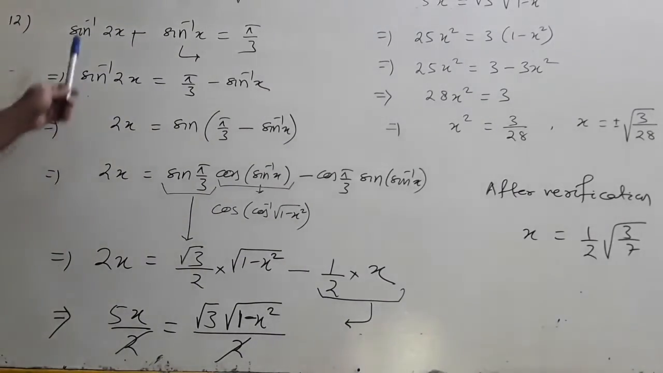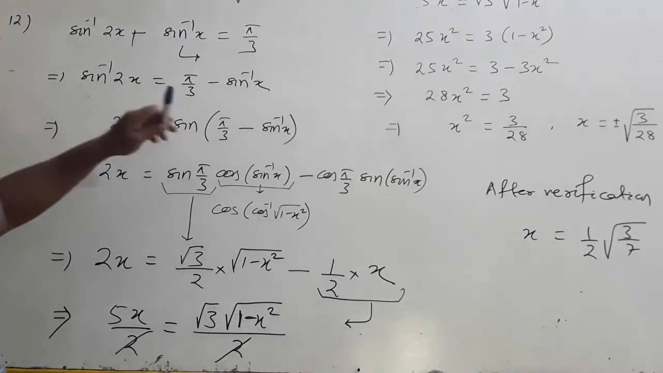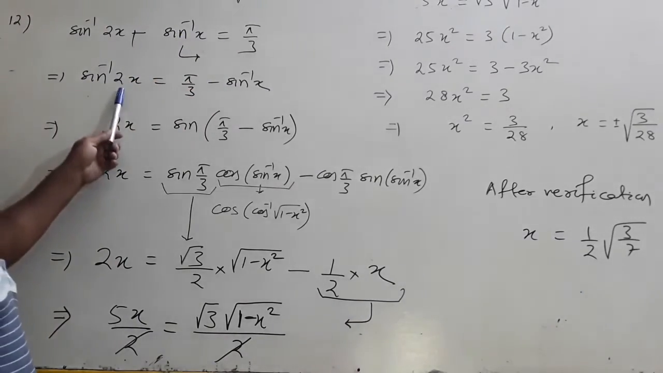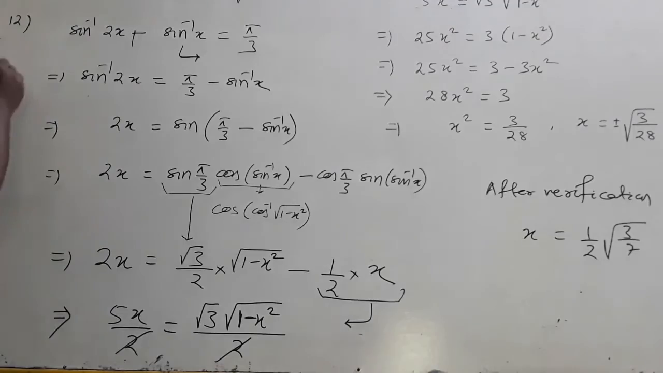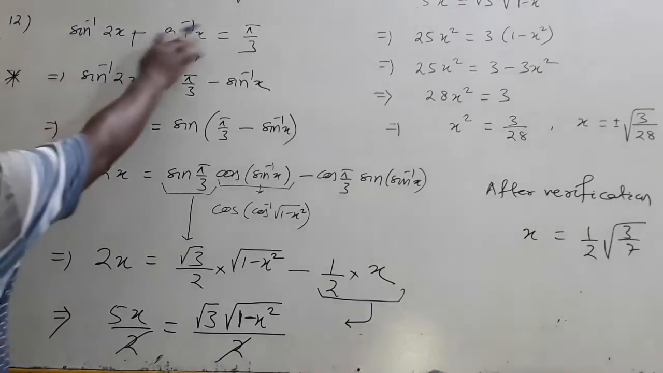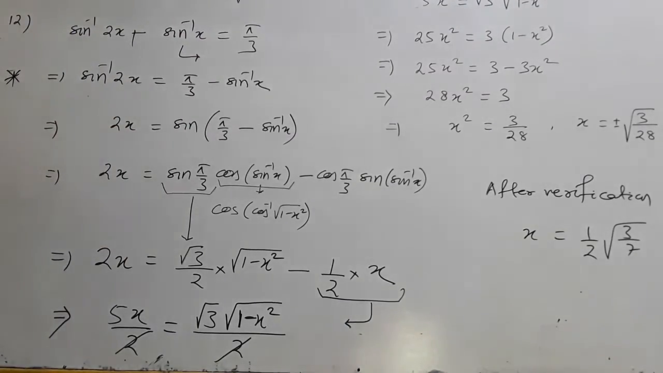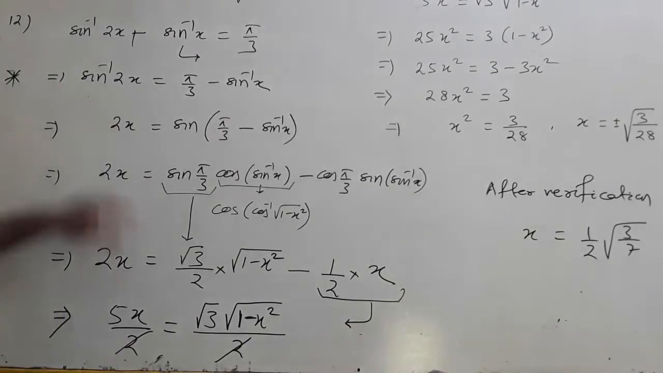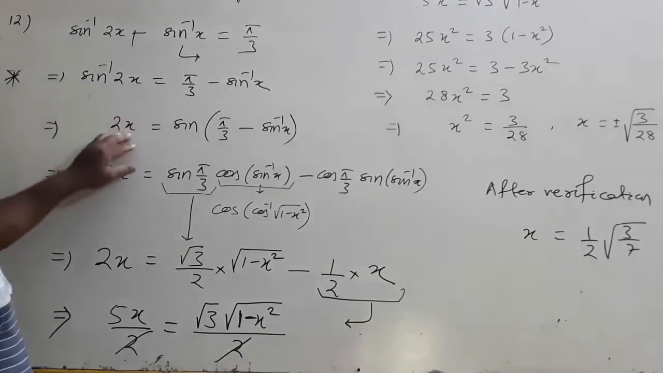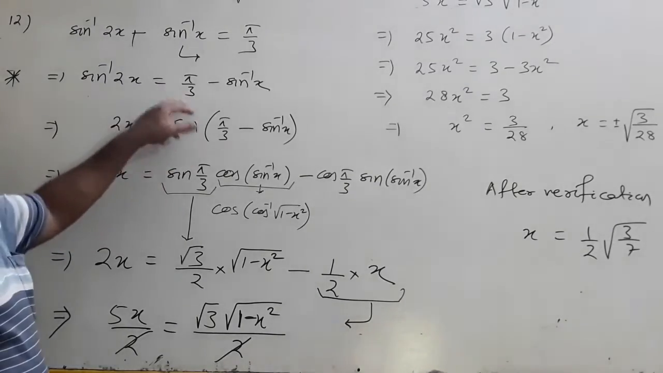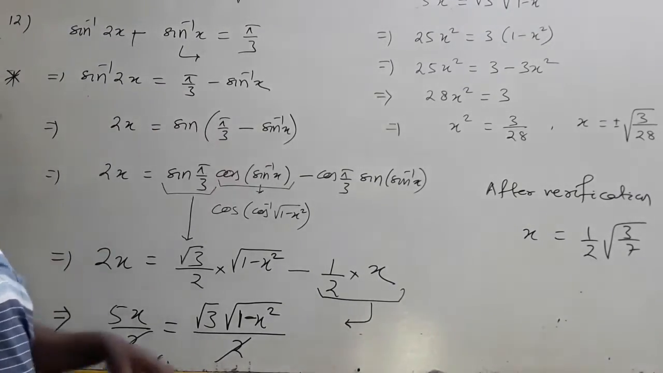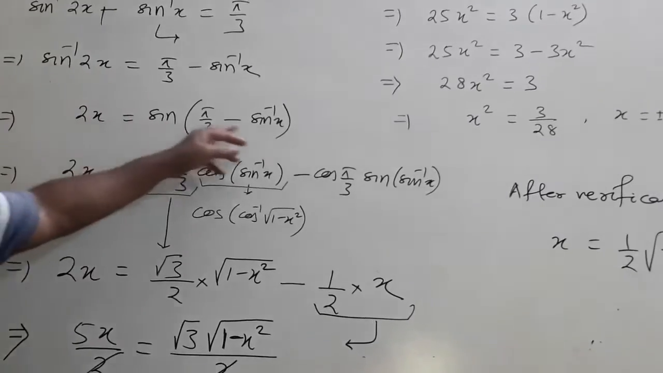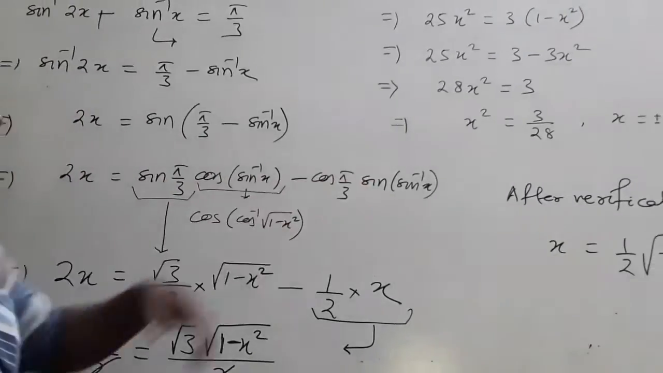This is sin inverse 2x, sin inverse x, pi by 3. So take one sin inverse to the other side, very important step. This is the turning step. If you apply sin inverse x plus sin inverse y, then it will be very lengthy. Take sin inverse 2x is equal to pi by 3 minus sin inverse x. Take sin to both sides, it becomes 2x is equal to sin of pi by 3 minus sin inverse x. Apply formula sin a minus b, sin a cos b minus cos a sin b.